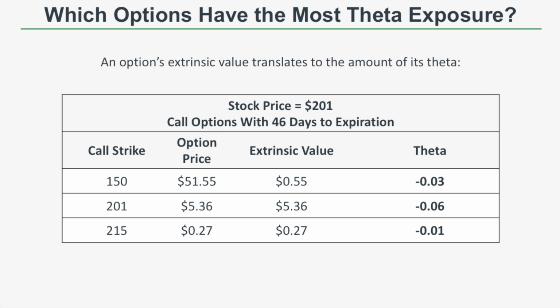Now if we go even further, let's look at the 215 call. Now that call is only trading for 27 cents. And again, all of that option's value is extrinsic. So with 27 cents of extrinsic value, the option's theta is negative 0.01. So of these three options, the option with the most theta is the one with the most extrinsic value.